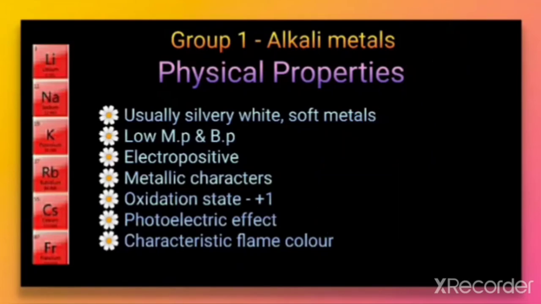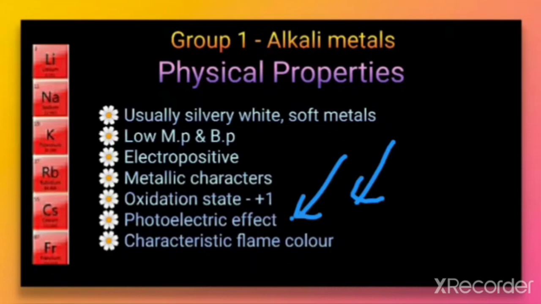Next is the photoelectric effect that we have already learnt in the chapter Structure of Atom. That is the ejection of electrons from the metal surface when light of suitable frequency strikes on it. Such an effect takes place in metals like potassium, rubidium, cesium, in which, when light of suitable frequency strikes on it, electrons get ejected. That is called the photoelectric effect. So these elements show the photoelectric effect.